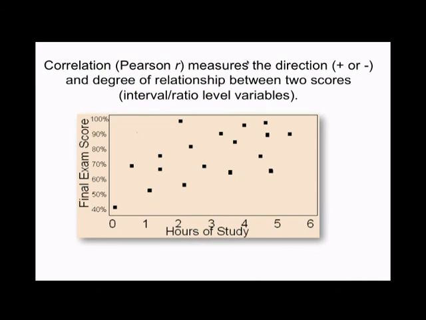Correlation can range from -1, which is a perfect negative correlation, to +1, which is a perfect positive correlation. If two things are unrelated, that's a correlation of 0. If you have a number in between, that's a moderate correlation.